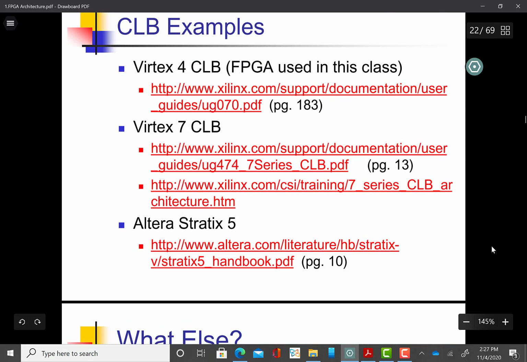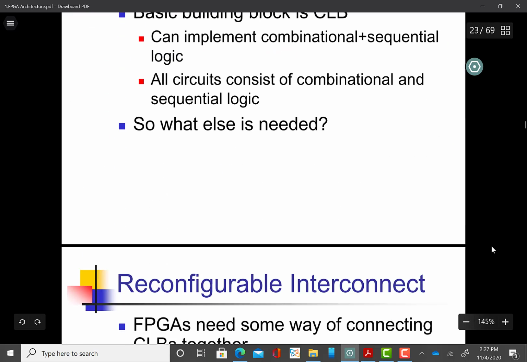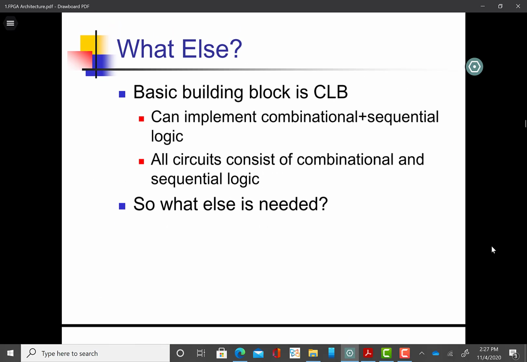So these are some examples. If you want to check the architectures of different CLBs, you can follow these links. Okay, so what else is inside the configurable logic block? A configurable logic block can implement any combinational plus sequential logic, and all circuits consist of combinational and sequential logic.